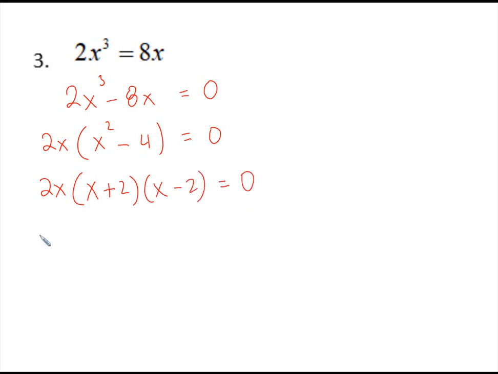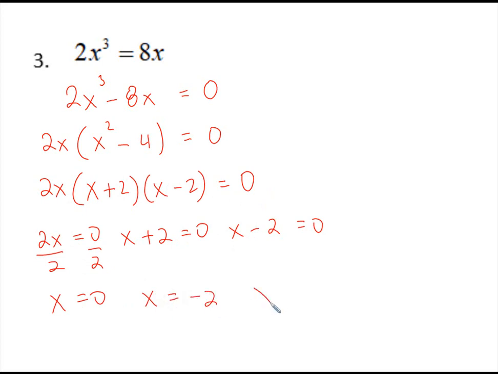Now we take each factor, make it equal 0, right? So divide by 2 here. So x is just going to be 0. X is going to be negative 2. And x is going to be positive 2. Okay?